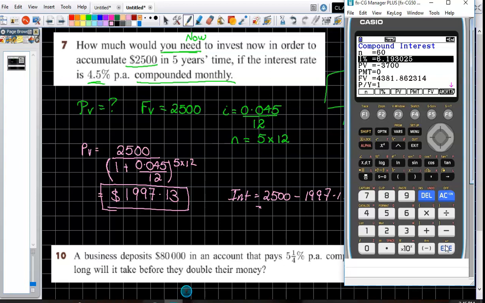No dividing. Don't touch it. Don't change it. Don't do anything. Just put it in as 4.5. So when you're doing your calculator, just put the interest in, okay? Don't change it. Don't mess with it. Just put.